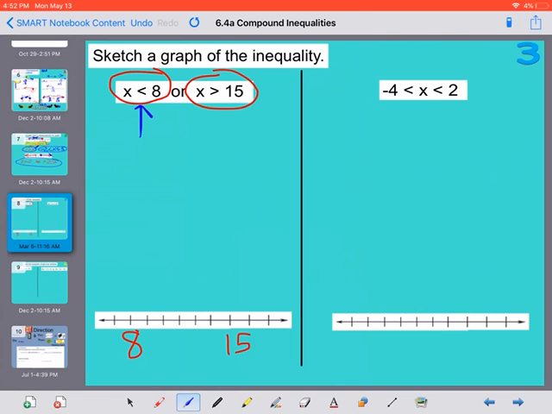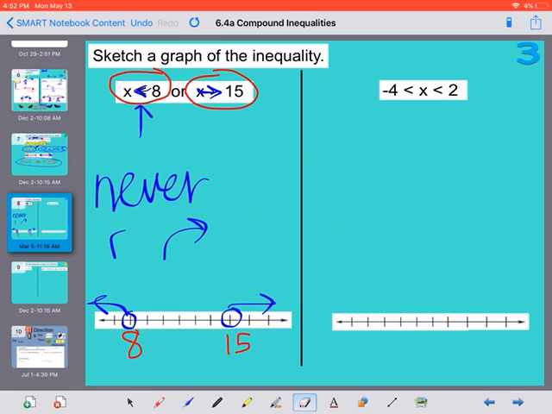So 8 here is going to be an open circle pointing like an L to the left. And then at 15, also an open circle but pointing to the right. Reminder that we will never have both of our arrows pointing in the same direction. They will always be either apart or together. And, or.